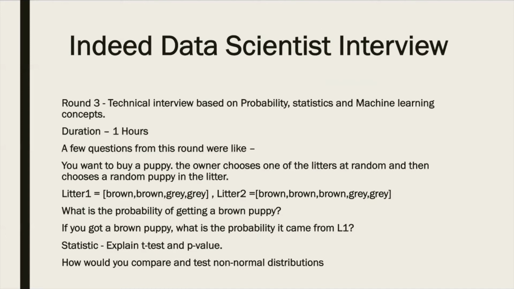After clearing this round, there was the third round, which was again a technical interview round. Most of the questions were based on probability, statistics and machine learning. The duration for this round was around 1 hour. A few questions from this round were like, in probability, we were given two different sets of numbers and we had to find the probability of selecting a particular type of number. There were some additional questions for this set only.